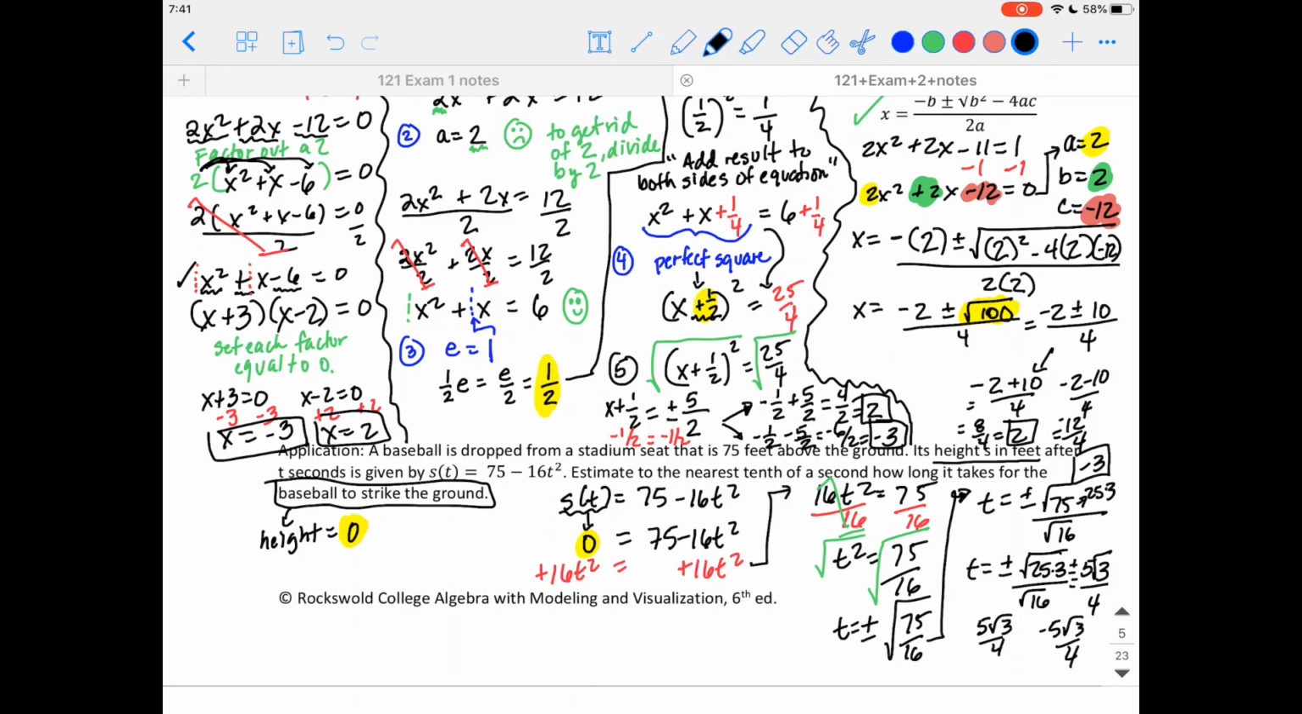However, in this real world, we can't go back in time. So this negative answer is unrealistic. And so 5 square root of 3 over 4 is the exact answer. But we want to know approximately how many seconds that is. And if you do that in your calculator, t is approximately 2.17 seconds as your answer.